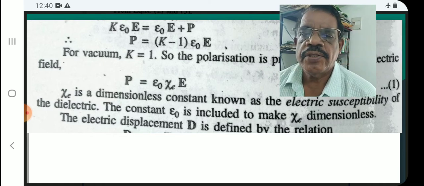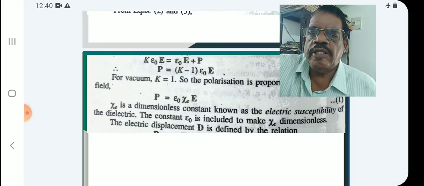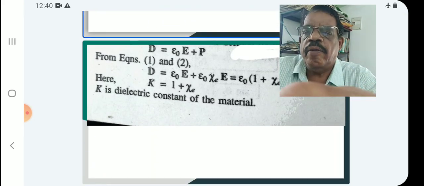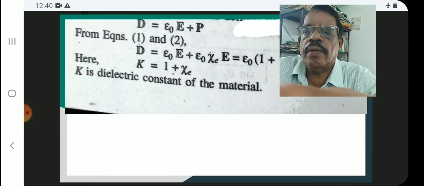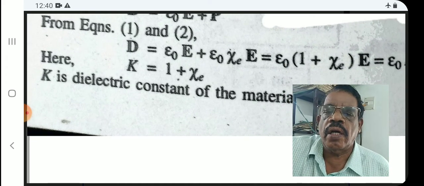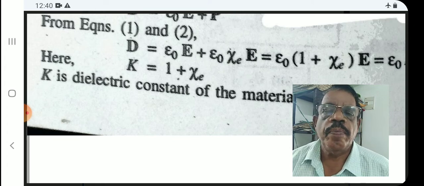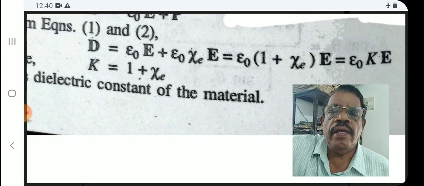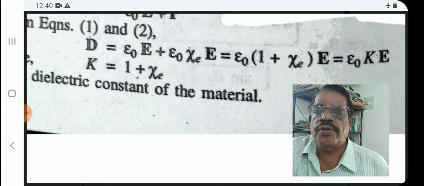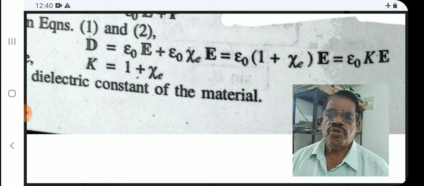The electrical displacement is defined by the relation, how did we define displacement? D is equal to epsilon 0 E plus P. From equations 1 and 2 we get D is epsilon 0 E plus epsilon 0 chi E. Epsilon 0 is taken out, epsilon 0 into 1 plus chi E into E, that is epsilon 0 K E. That is, K, which is epsilon R, is equal to 1 plus chi E, and that is the dielectric constant of the material.